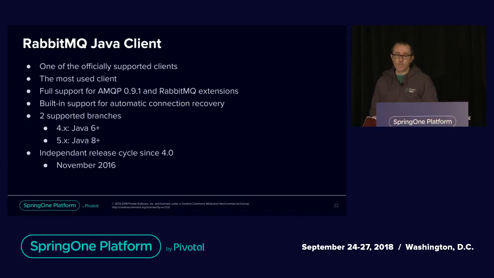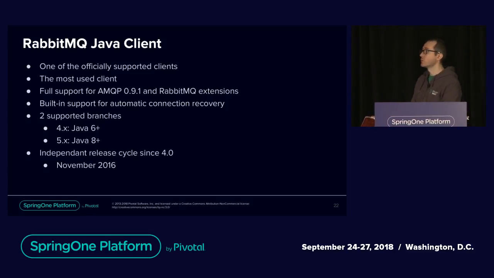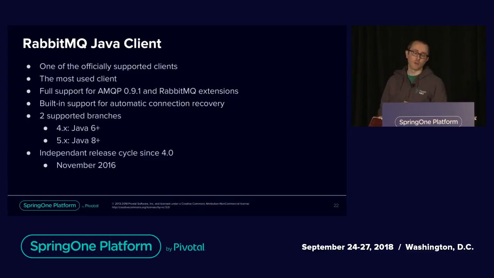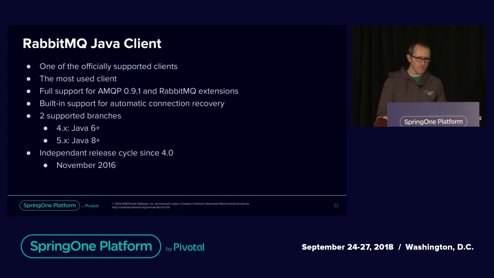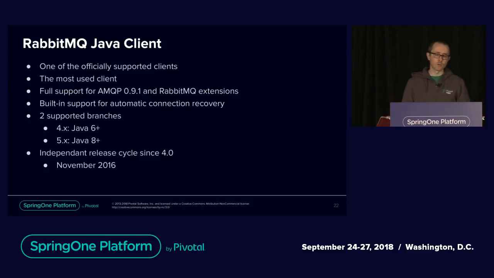Now the Java client, so this is SpringOne. If you are using RabbitMQ somewhere in your Spring stack, you are actually relying on the RabbitMQ Java client. So this is one of the officially Pivotal supported clients. After a poll we made, it's actually the most used client. It supports AMQP 0.9.1 and also RabbitMQ extensions.